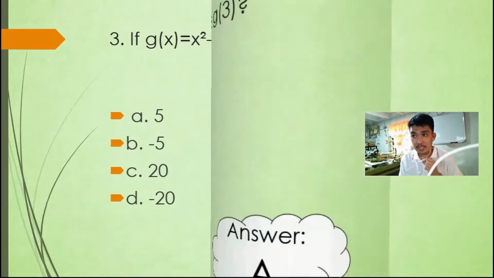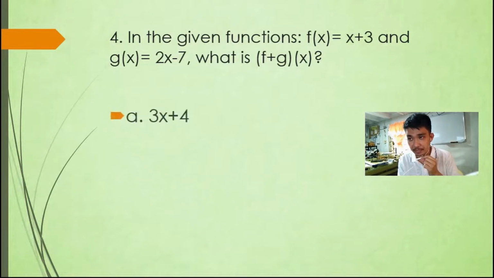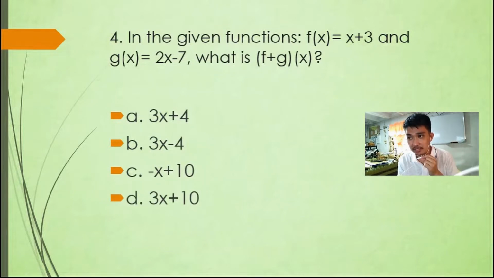Number 4. In the given functions, f of x is equal to x plus 3 and g of x is equal to 2x minus 7, what is f plus g of x? Letter A, 3x plus 4. Letter B, 3x minus 4. Letter C, negative x plus 10. Or letter D, 3x plus 10.